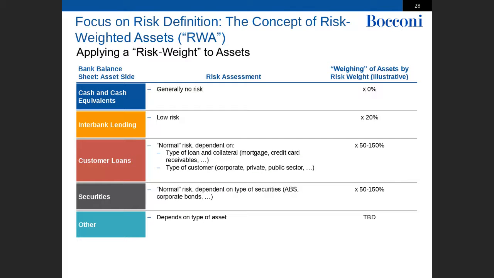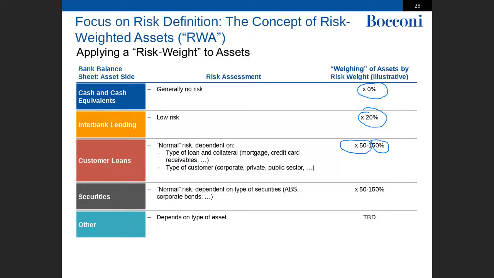So let's assume that you have 1 trillion of assets. If you have cash, there is zero weighting. If you have interbank lending exposure, 20% weighting. For customer loans, it could be 50% when it's in bonus, or up to 150% in case of high-risk exposure. The same for securities. And then you have all the other exposures like real estate, plants, machinery, software, and so forth.